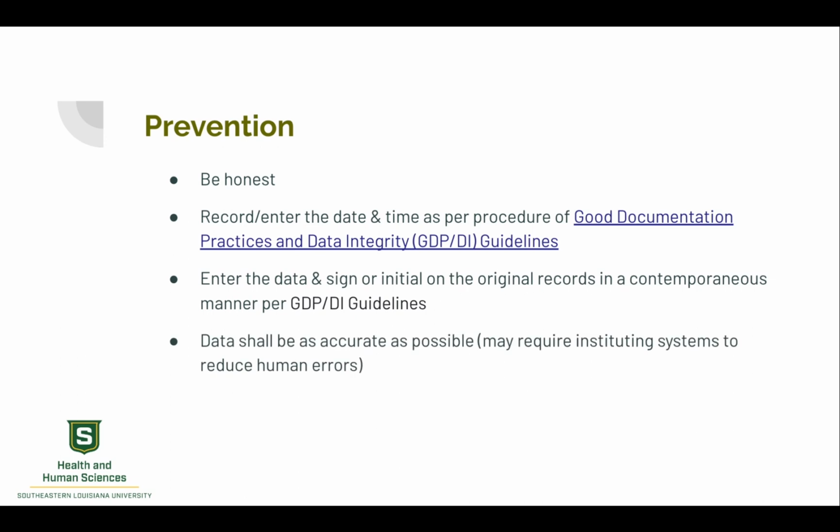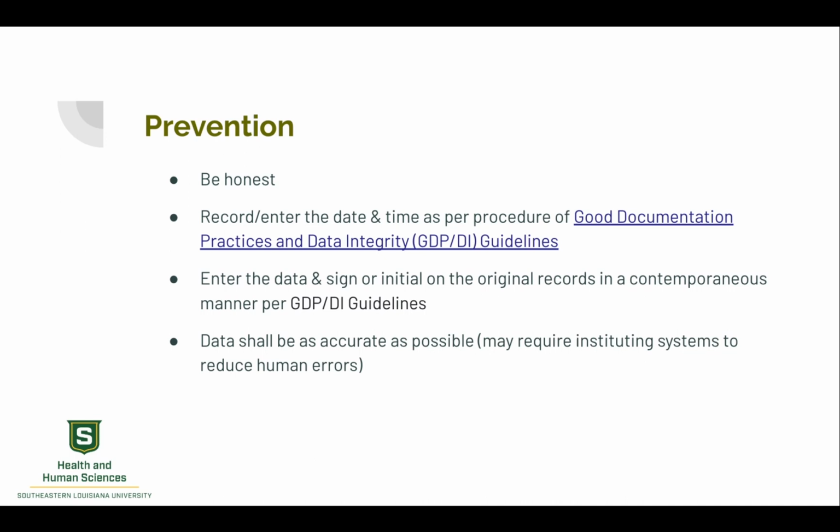And then you want to make sure that data is as accurate as possible. When I say as accurate as possible, I'm acknowledging that there are some things like human error, but just because human error is a possibility doesn't mean we should leave things to chance. So one of the ways that an organization tries to minimize human error is to institute systems that will reduce or minimize it.